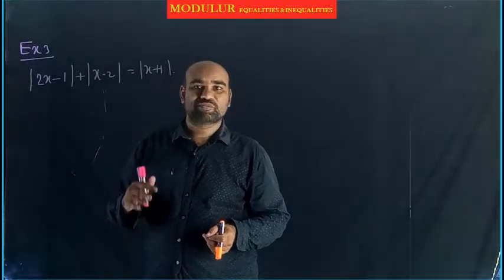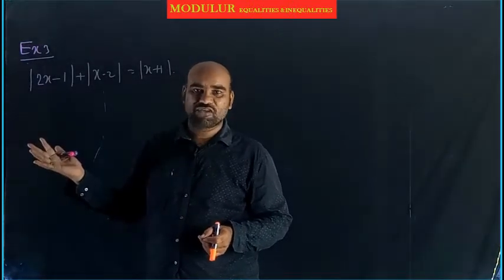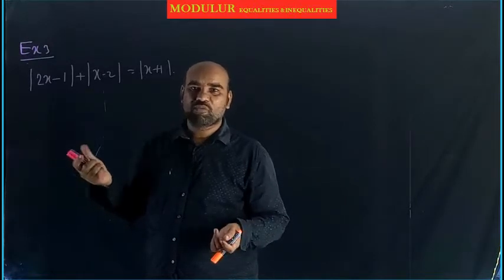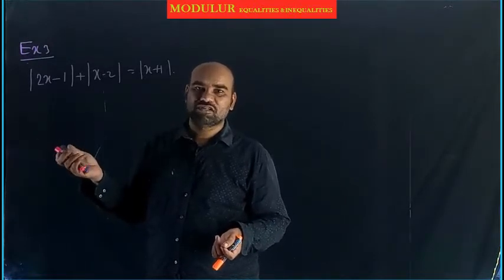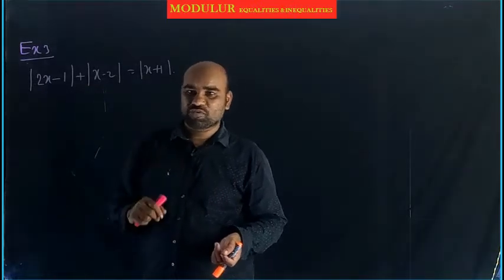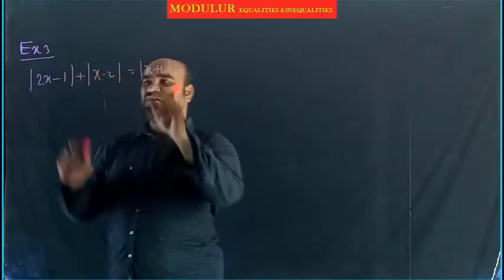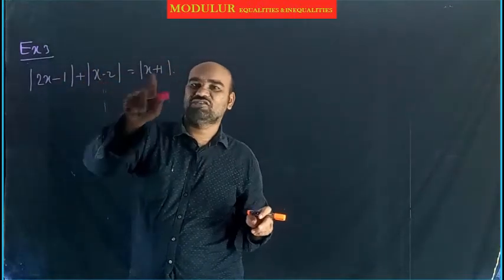Okay, using some special concepts you want to solve the problems. Like previously we observed, mod of a plus b equals mod a plus mod b automatically when a into b is greater than or equal to 0. Like that, this problem also follows a special property. This is a, this is b, a minus b is this. Observe here, 2x minus 1 minus this gives x plus 1.